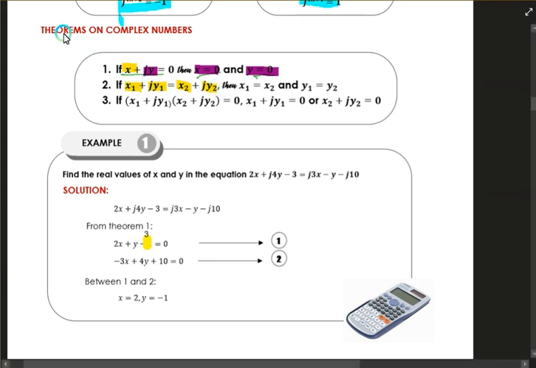It is the same for theorem number 3. It is similar to theorem number 1, so you just equate by 0.